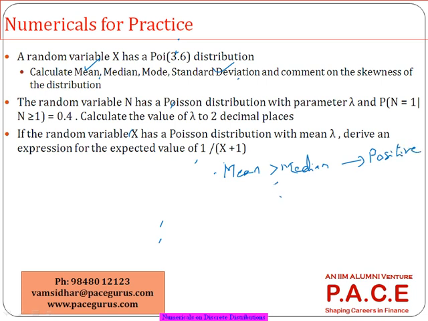And if the mean is less than the median, we can say it's negatively skewed. So in this case, mean is 3.6 and median is 3. So we are directly saying that it could be a positively skewed distribution. You don't need to calculate the skewness and all these things of the distribution. Right? You can very well say that it is a positively skewed kind of distribution. So it is symmetric.